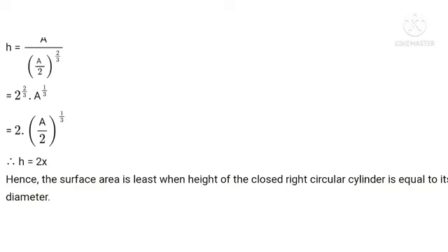Hence the surface area is least when the height of a closed right circular cylinder is equal to its diameter. See, height h is equal to its diameter 2x. x is here the radius, 2x is the diameter. So we get surface area is least, least means minimum, when the height of a closed right circular cylinder is equal to its diameter.